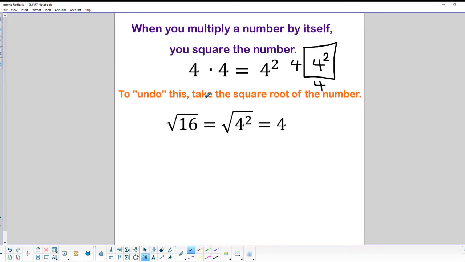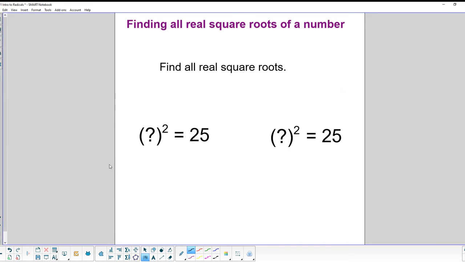Okay, so to undo this squared number, all you have to do is take its square root. So to take the square root of a number is the opposite of squaring it. Just like when you want to get the opposite of an addition, you subtract it. Well, these are inverses as well. So I want you to understand that to undo the square root of a number, you just square it. Okay? Okay, let's keep on moving.